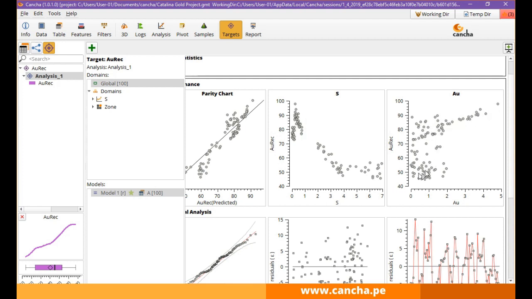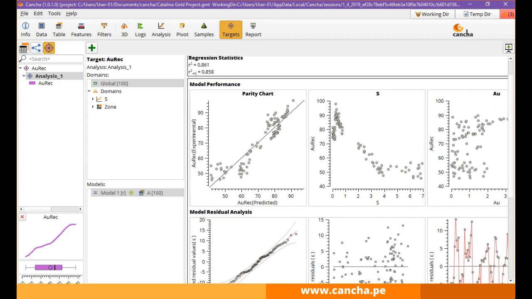You can see that, yeah, the sulfur is pretty good, but the gold, there's something going on here. There seems to be two areas. You've got the domain here and the domain here. There seems to be something more that's happening.